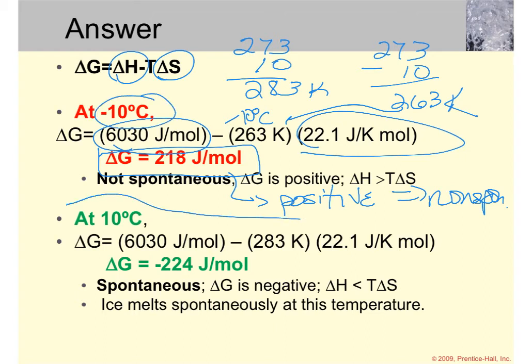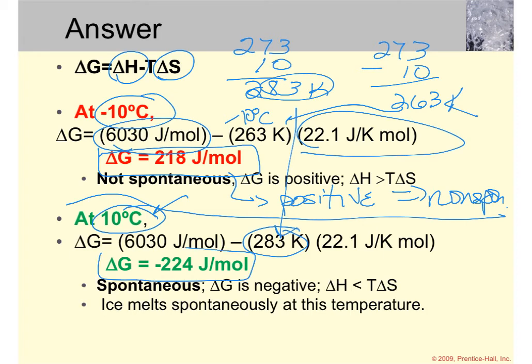Now let's see what happens to the value for delta G when we plug the information in at a temperature of 10 degrees Celsius, above the melting point of ice. So the only thing that changed here is the temperature is now 283 Kelvin. The value we now get for delta G is a negative value, which means that the melting of ice at 10 degrees is a spontaneous process, all right?